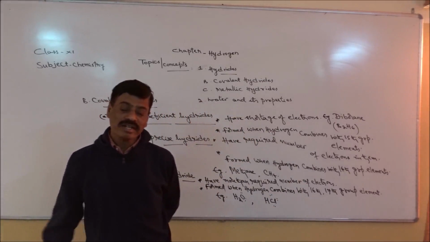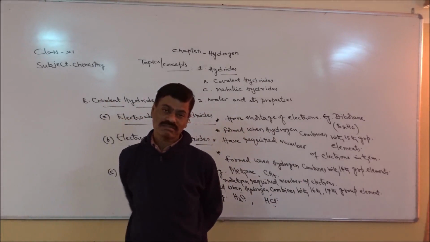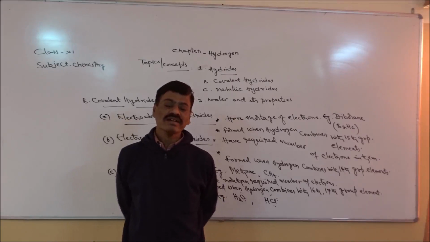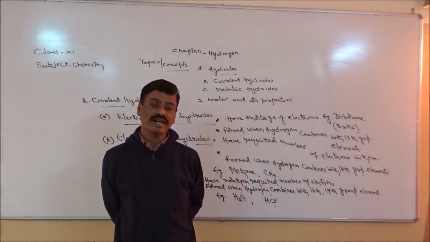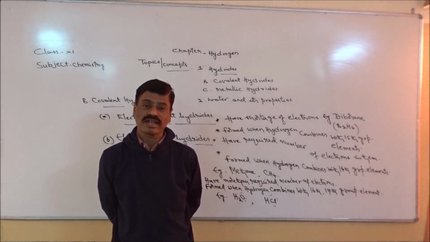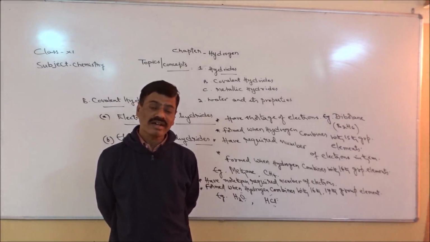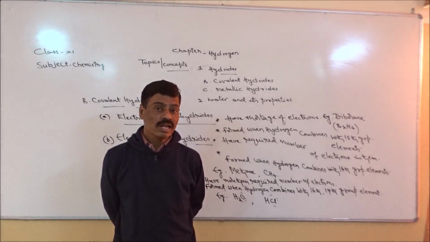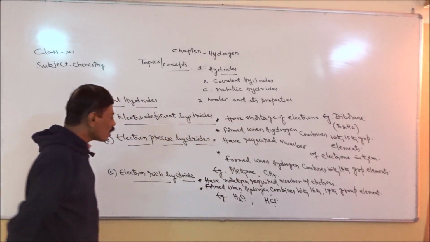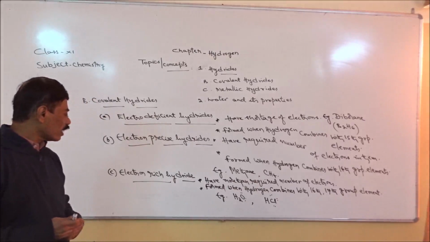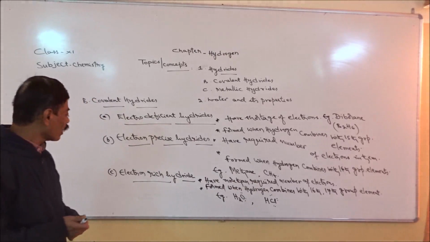In that way we can take a 15th group element, that is nitrogen. And the hydride of nitrogen is nitrogen trihydride, that is ammonia gas, NH3, where nitrogen has one lone pair of electrons. So these are examples for the electron rich hydrides.